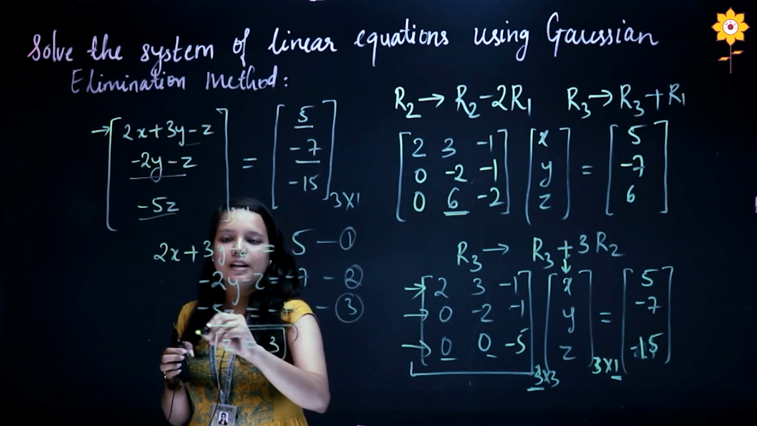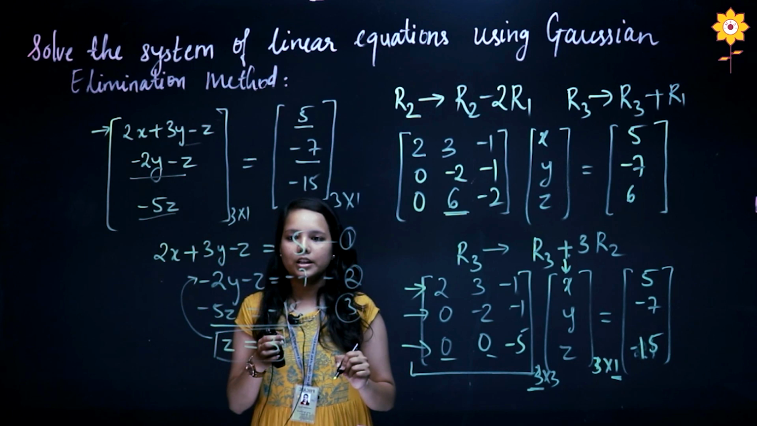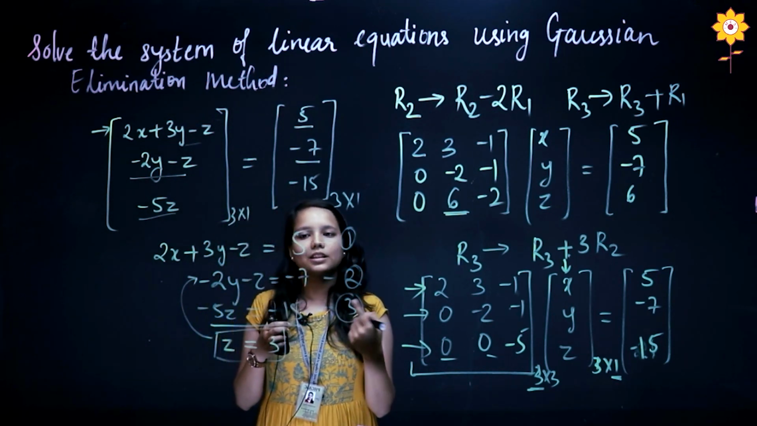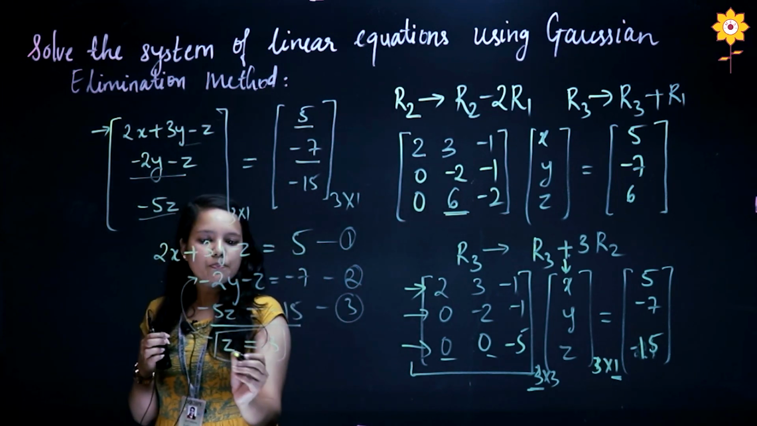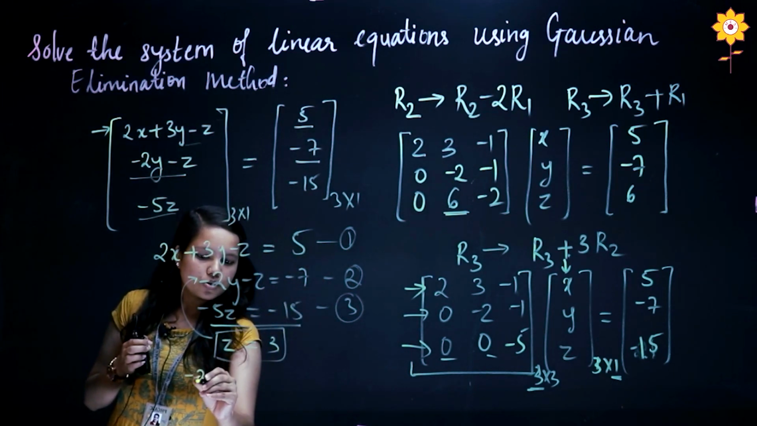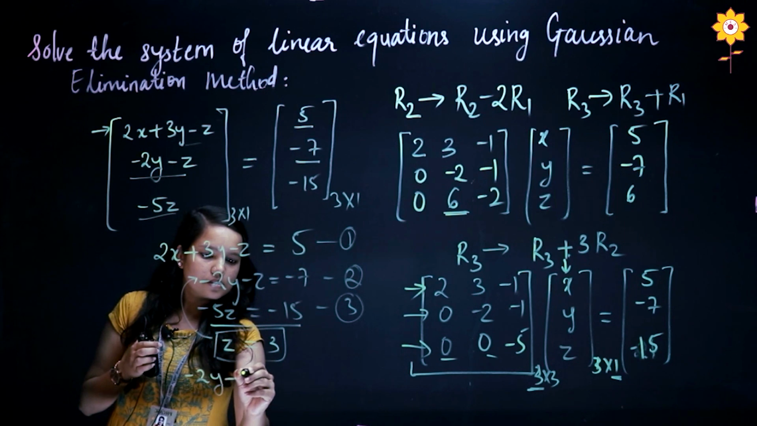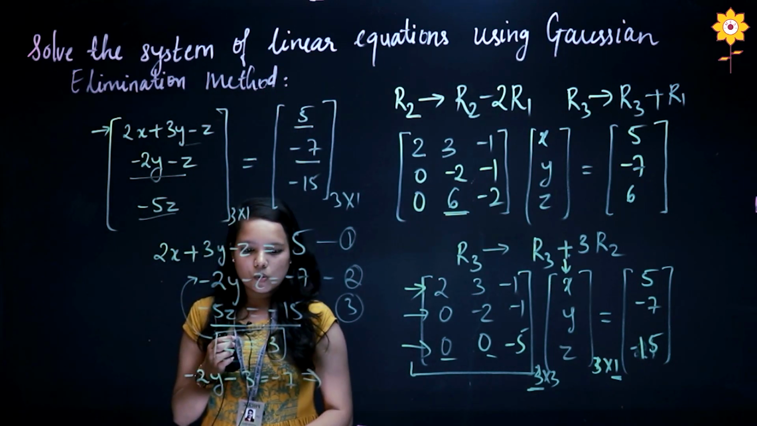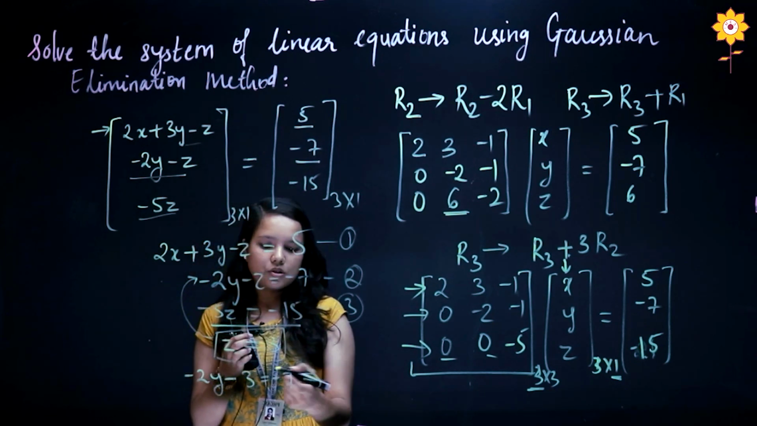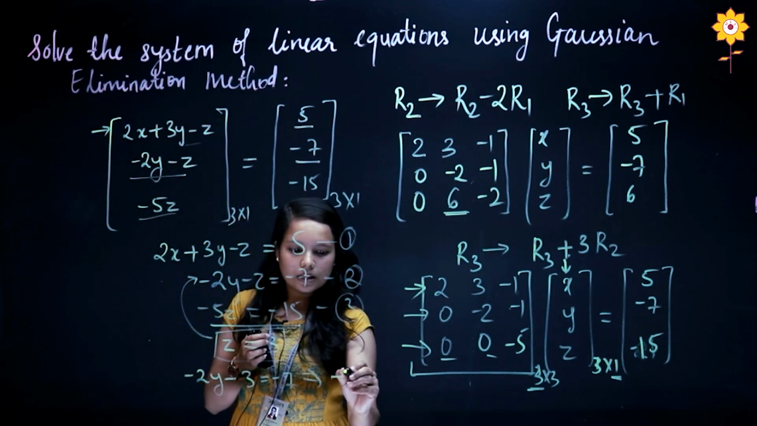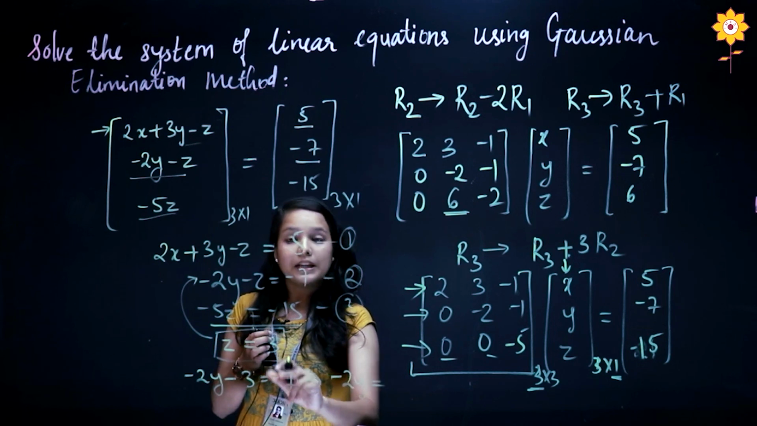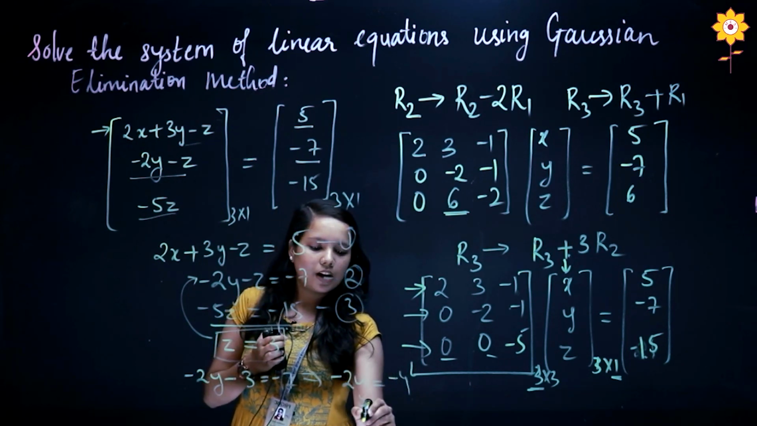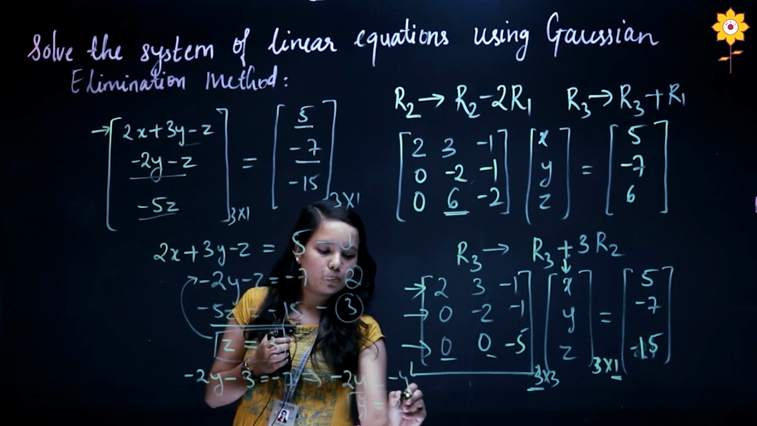Now this value for z I need to substitute in the second equation. So when I substitute this value of z in the second equation, I will get the value for y. So let's just do that. So minus 2y minus 3 is equal to minus 7. I will take the minus 3 to the other side first, so it will become plus 3. So I will get minus 2y equals minus 7 plus 3, which is minus 4. So I will get the value for y as 2.